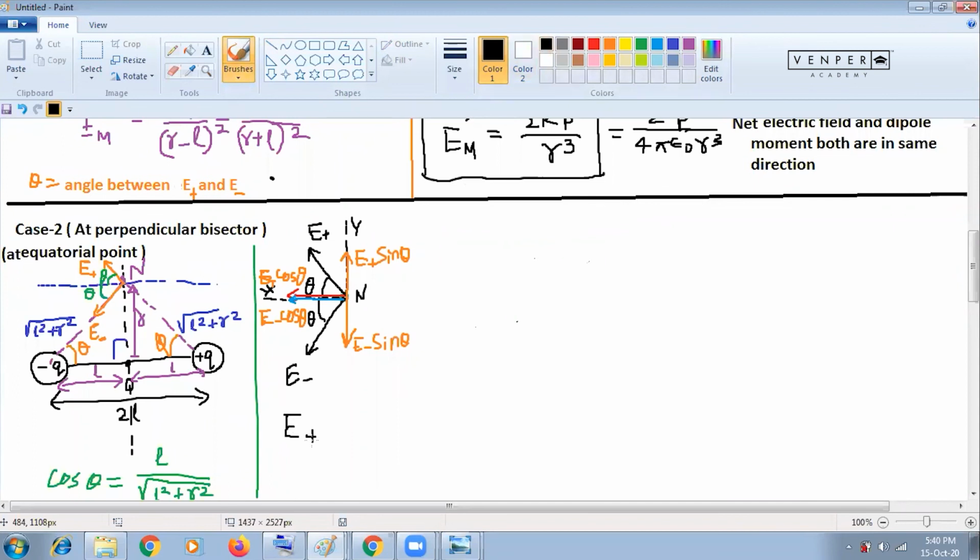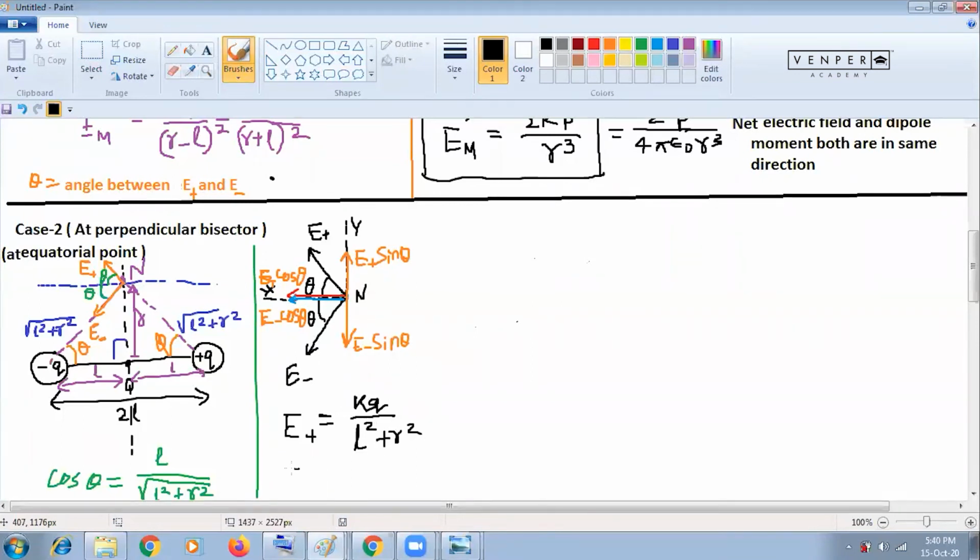Now E plus is nothing but, you see, E plus is Q distance. So Q to N distance, that is how much? L square plus R square. So I can write E plus equal to how much? Now K q divided by how much? Now L square plus R square root under whole square, so that will become nothing but L square plus R square.